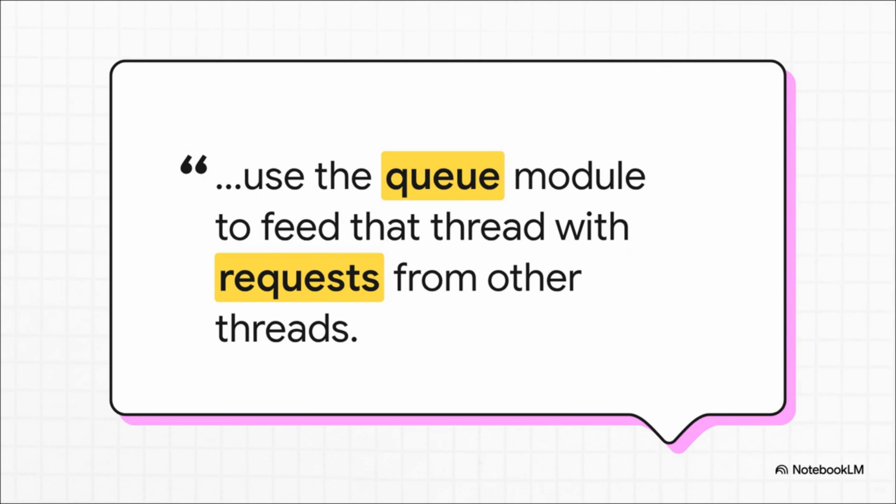And here is a crucial pro tip. It's so tempting to have threads share data directly, but trust me, that way leads to madness and bugs that are impossible to track down. The best practice, the right way, is to use the queue module. It creates a safe, orderly way for threads to pass messages and tasks to each other. It's just cleaner, safer, and way more reliable.